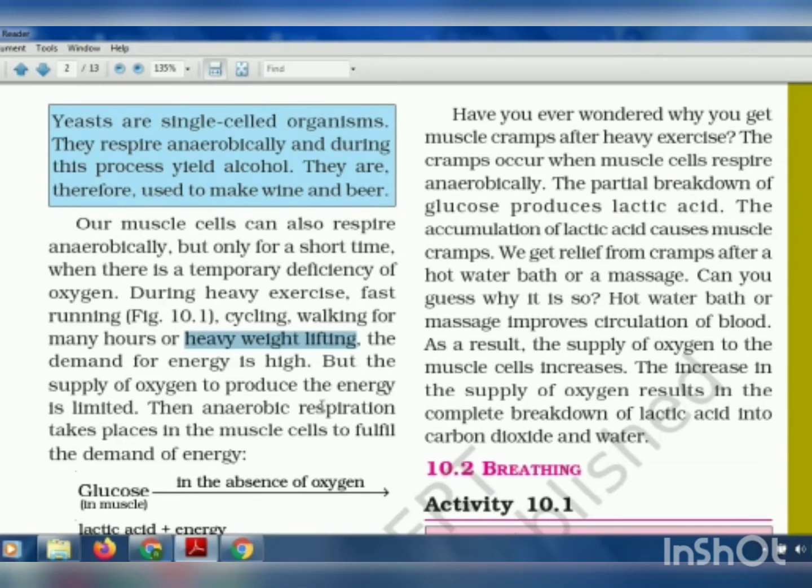If the cells get the oxygen, they will convert it to energy, and our body will get the energy. But we cannot give oxygen at a very fast rate so that it reaches the cells. It is in a limited amount that we can give. So when the muscles of our body are not able to get that oxygen, what do the muscles do? They do anaerobic respiration for a short period of time.